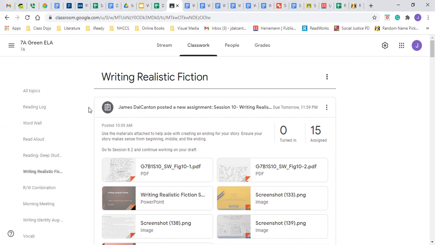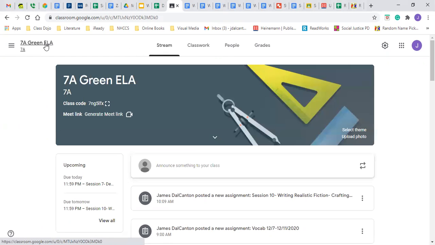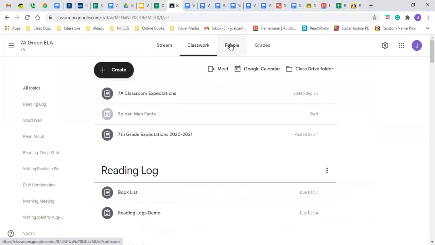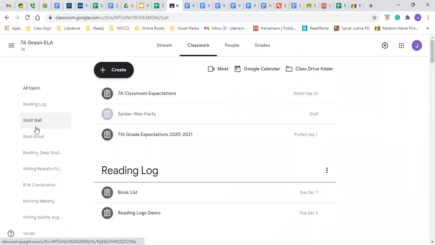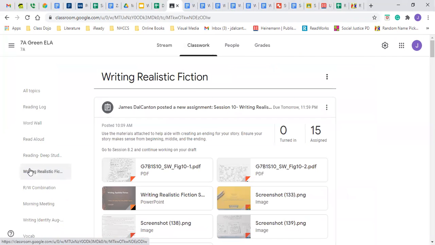So I am on my Google Classroom right now. I'm under the unit for writing realistic fiction. I'm going to come back to the main page. So when you enter Google Classroom, here's the main page. Go to classwork, find the topic. They're all organized here. I know there's a lot of them, but they're all organized. Look for writing realistic fiction. The last assignment is posted first. So here's what was posted today.